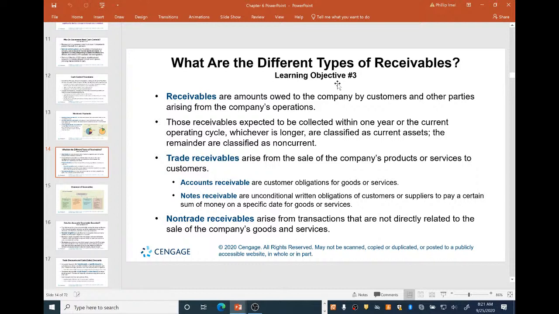These arise from transactions that are not directly related to the sale of the company's goods or services. So it could be something else. Maybe we do an advance payment for someone for a payroll check or something like that. They make a note that they're going to pay us back. So that's obviously not going to arise out of the trade or normal practices of the company. It's going to arise for another situation.